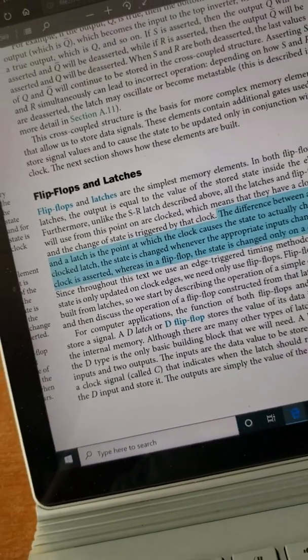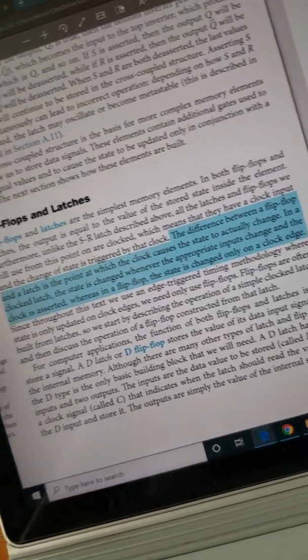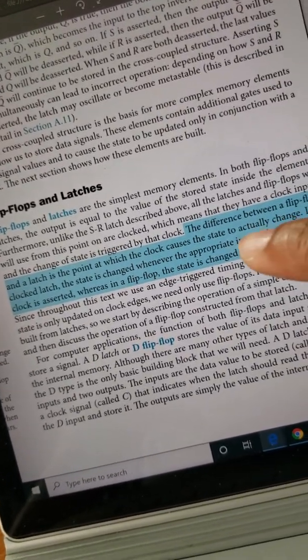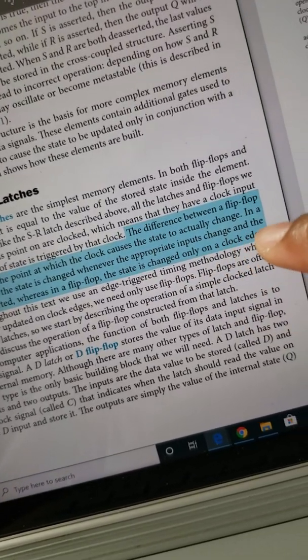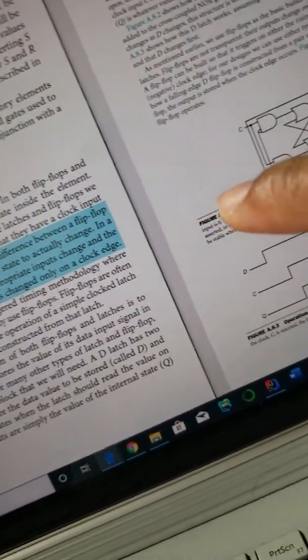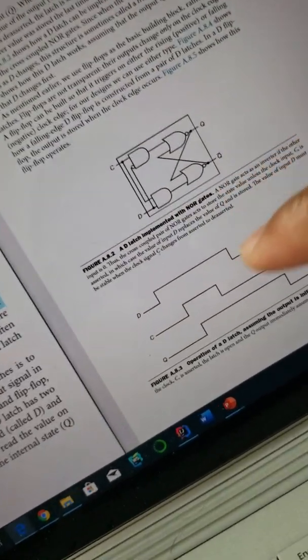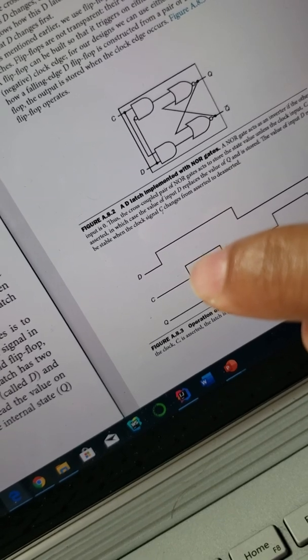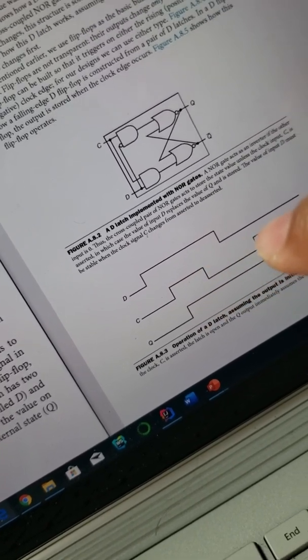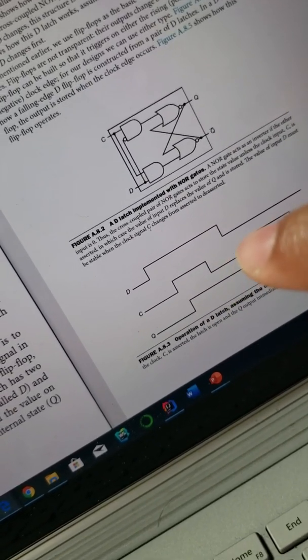If we continue where we left off, it says in a flip-flop, the state is changed only on a clock edge. Before I go to the diagram of a flip-flop, I just want to say that an edge for a clock represents this line here, this line here, this line here, and this line here. And there are two different ones.